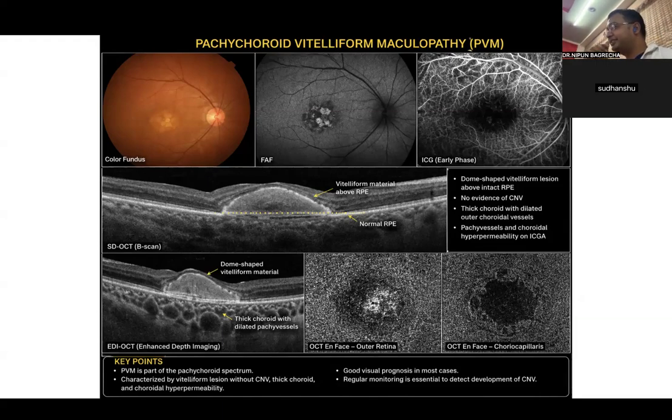Any point you want to make? One point: when I was doing my fellowship, I used to ask my seniors, sir, we doctors, as sir mentioned, are in constant stress most of the time, so why don't we get CSR? We should also get our OCT done. They said there is one protective factor for doctors: most of us are myopes. Myopes have a thinner choroid, so we are protected from CSR. That is a very interesting point.